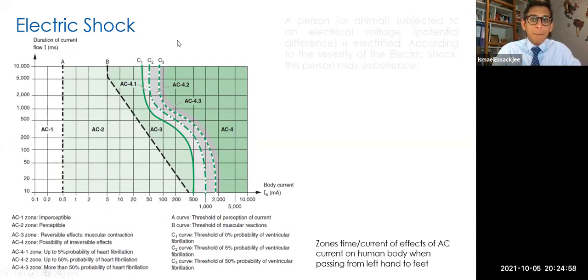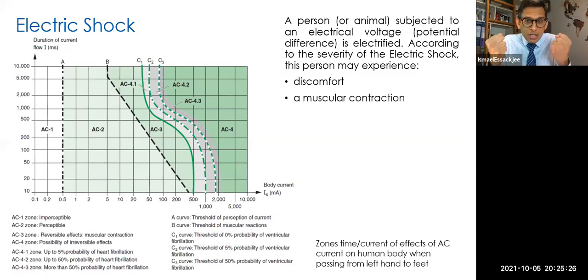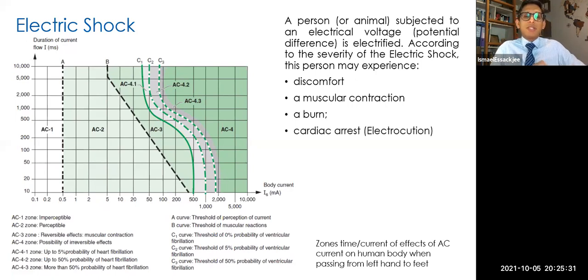So, electric shock: basically a person or animal subjected to an electrical voltage. So we are holding voltage. A person with a potential difference is electrified. Let's forget about the animal for the time being and focus on the human being. He's going to be electrified. According to the severity of the electric shock, this person may experience discomfort, maybe a tingling effect, a muscular contraction, or a burn, or cardiac arrest, which leads to electrocution, which we call death ultimately.